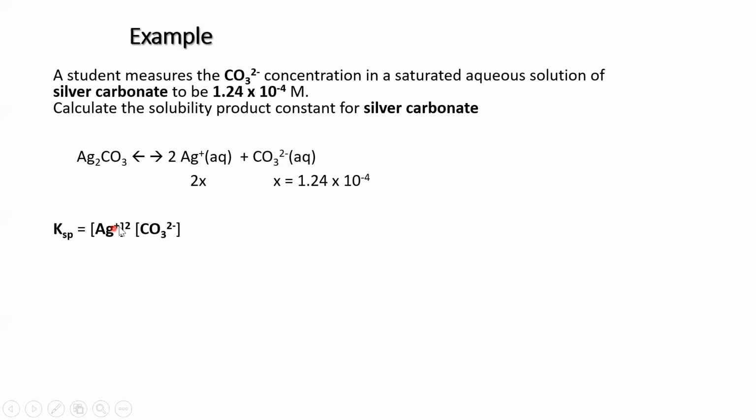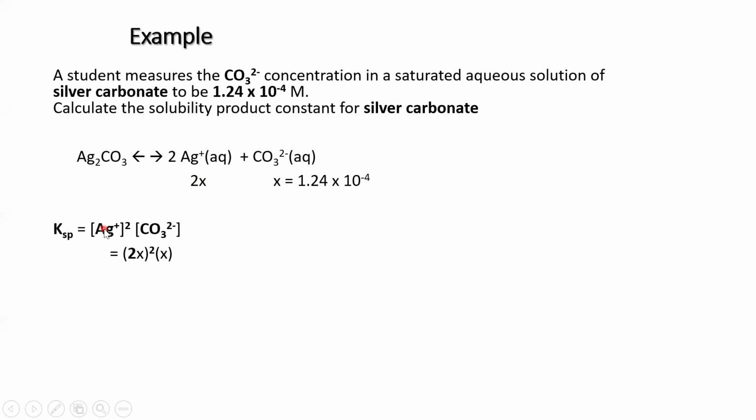Okay, the silver ion concentration squared times the carbonate ion concentration to the first. And again, it's a 2-to-1 ratio. So silver ion is 2x, whereas carbonate ion is x. This question gives us the carbonate ion. So this question's giving us x. So we're going to substitute in 2x for silver. And we're going to substitute in x for carbonate.